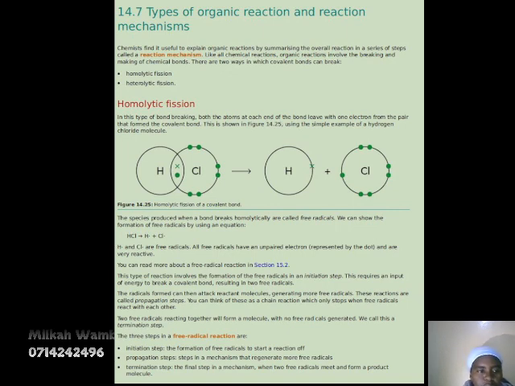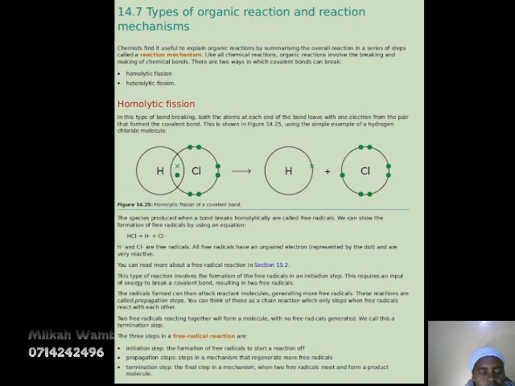In homolytic fission, both atoms at the end of the bond leave with only one electron. Both of the atoms that are forming a covalent bond each leave with one electron that was forming the bond. For example, in hydrogen chloride, when the bond is breaking, one electron leaves with hydrogen and the other one leaves with chlorine. This type of reaction is known as homolytic fission.